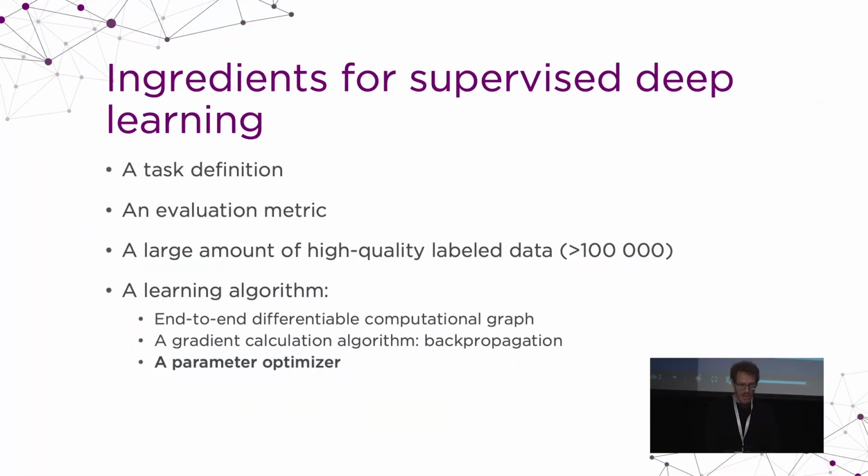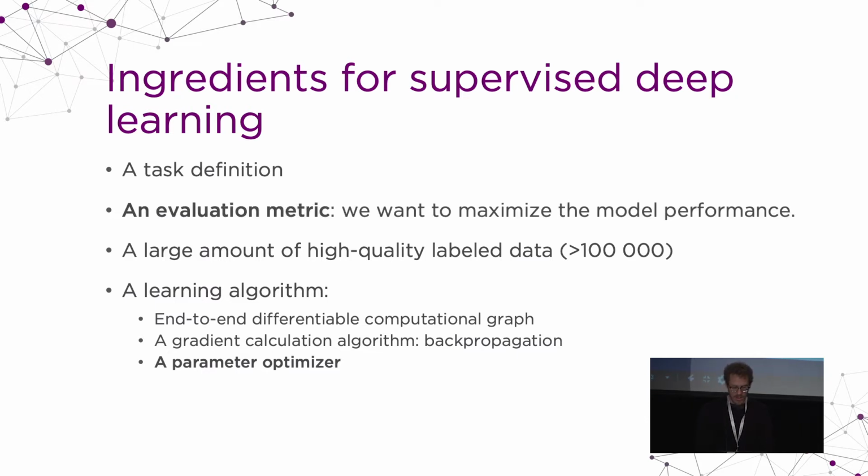So again, the ingredients for supervised deep learning. We saw these two this morning, and now we will look at the parameter optimizer. And why are we talking about optimization? Because first of all, we have this evaluation metric. We want to maximize the performance of our model. And we saw that we are using a loss, which is differentiable, a surrogate for this performance metric. And we would want to minimize the loss with respect to the parameters.